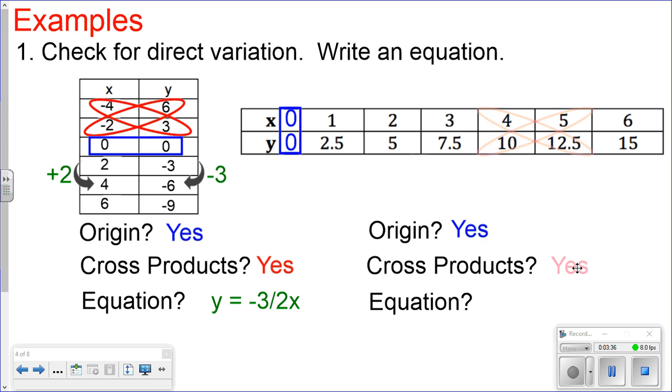Cross products, let's check a couple here. If we do 10 times 5, that's 50, and 4 times 12.5, that's also 50. So yes, that shows us it is a direct variation. So if I want to write the equation, I see that the y is going up by 2.5, and the x is going up by 1, so my equation is y equals 2.5x.